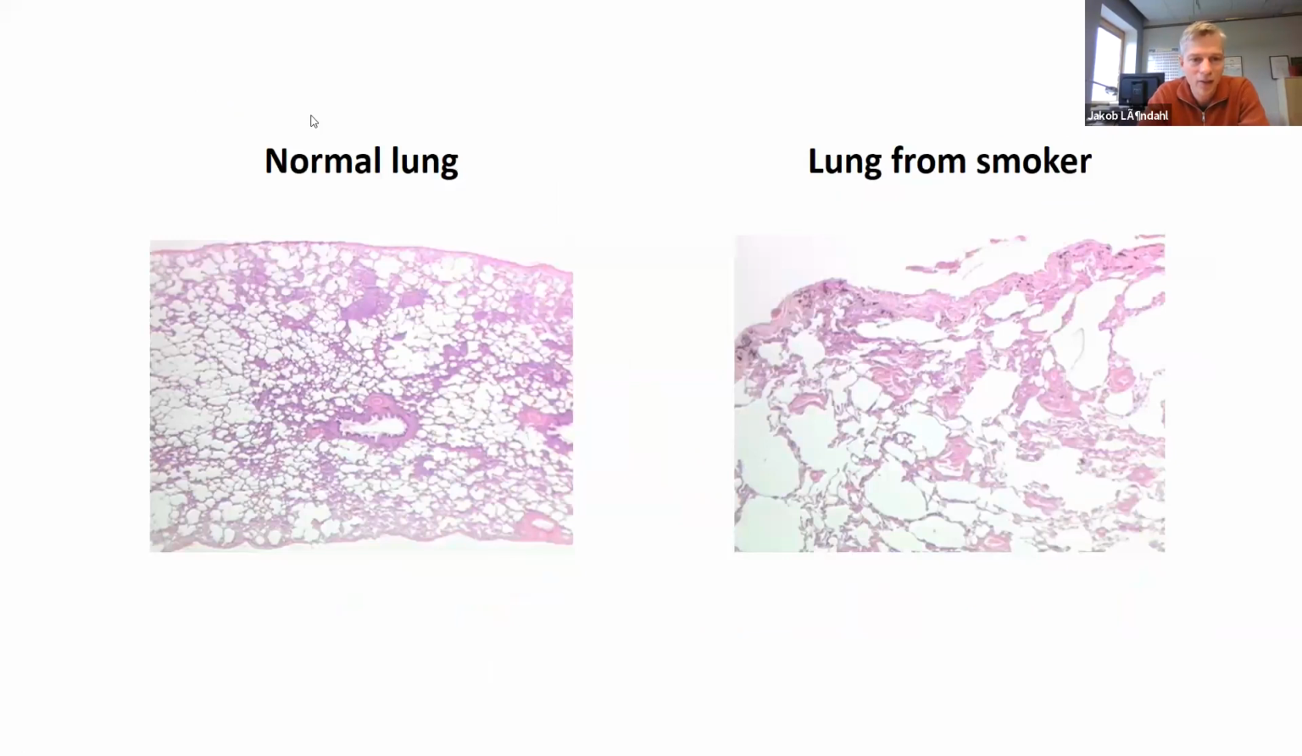You can look at the lung tissue. This is just from histology. It's a normal lung with small alveoli, and this is a lung from a smoker where you can see emphysema, large areas where the alveolar walls are destroyed.